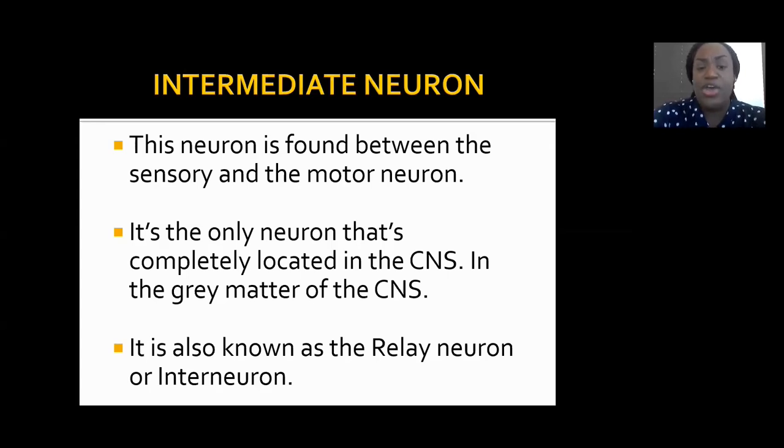For instance, you can find sensory neurons in your fingertips. You can find motor neurons in your fingertips, but you will never find intermediate neurons anywhere else in your body other than the central nervous system. Now, because of that, the structure of this neuron is going to be very different from what we've seen so far.